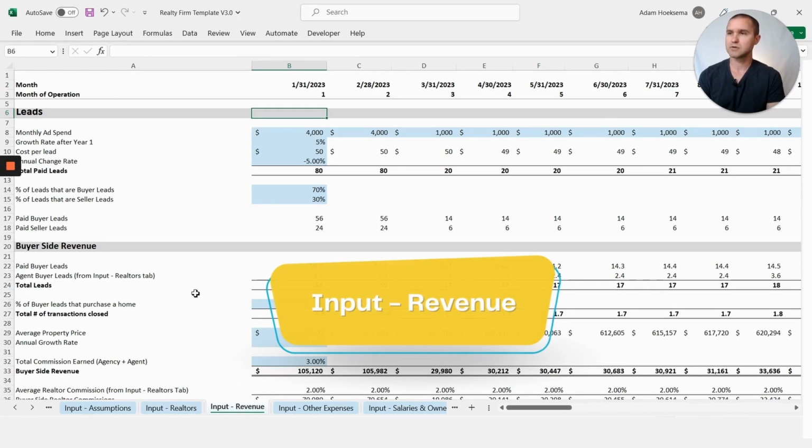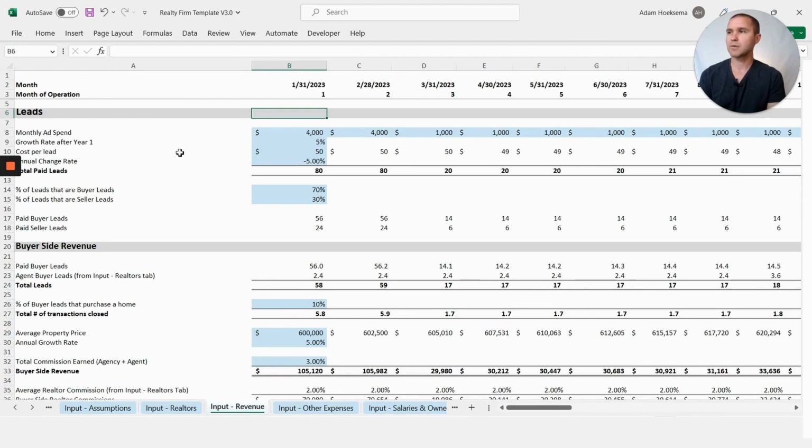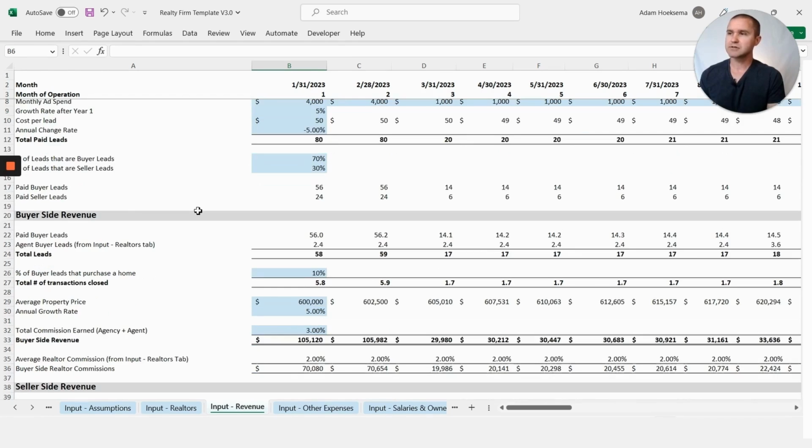All right, so let's go to our input revenue tab. Now here is where we're going to work on the agency as a whole, right? So we're saying we're going to spend some amount on monthly ad spend to try to drive leads to the business. The agency itself is paying for leads. The individual agents might also be getting referrals of their own, right? So you have leads from different sources here. So we have these total paid leads, but then also leads that are coming directly from the agent's network. And so then we can break down the percentage of leads that are buyers versus sellers.